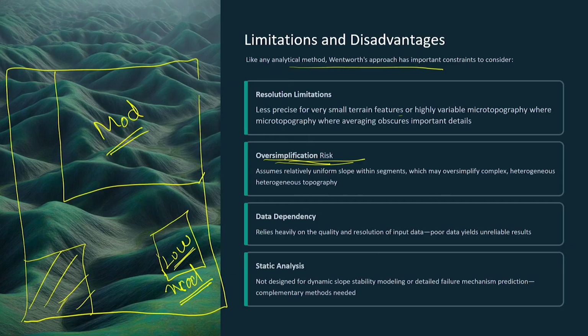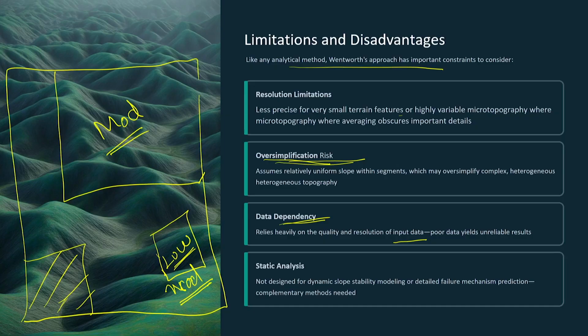Next, we have data dependency. What is data dependency? Here, Wentworth's method relies heavily on the quality as well as the resolution of the data that we input. So, if we have really old topo sheets where the lines are not clear, or if we have difficulty differentiating where it is just passing along and not cutting through, in such cases we are going to have difficulties. Also, if your contour lines are very close to each other or there are a lot of those, then again we are going to have trouble finding proper or accurate results.